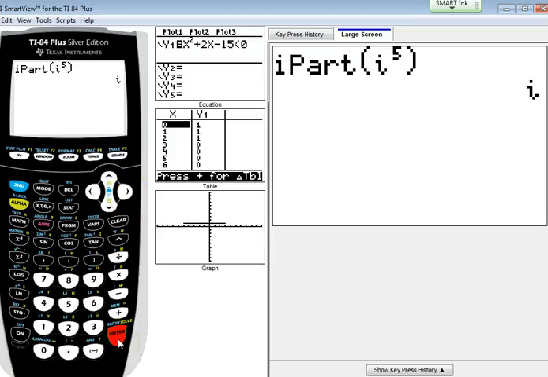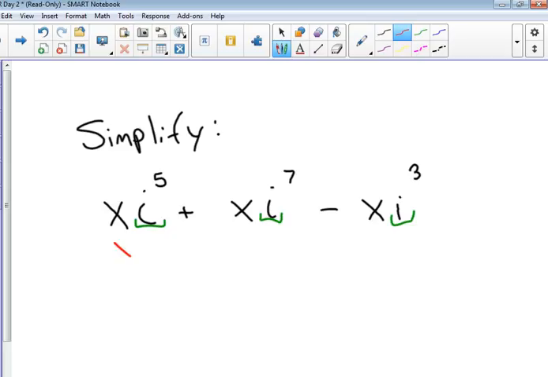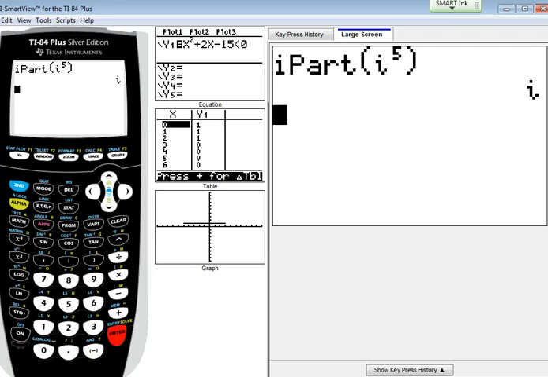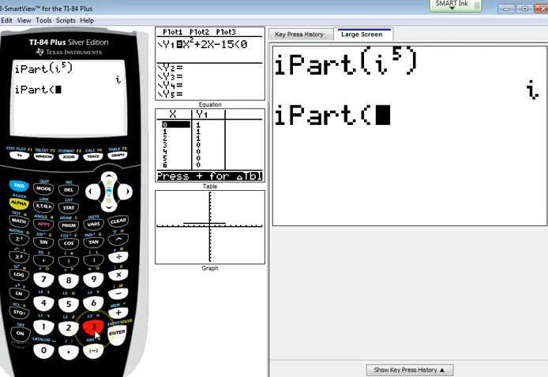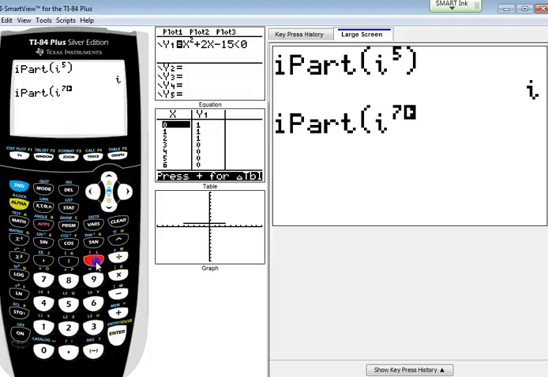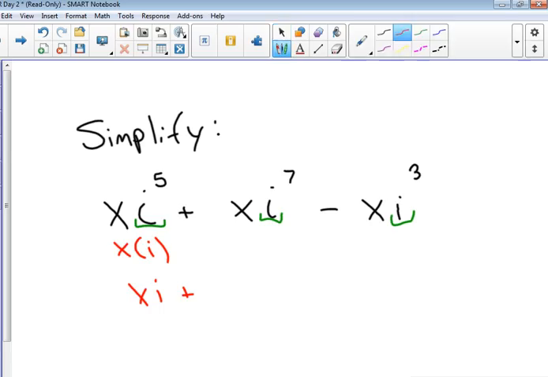So this is just I. It's just like saying x times I, which is xi. Now the next one, I to the 7th, if you broke that down, good job, Brittany. Negative I, perfect. So this is going to be plus x times negative I.